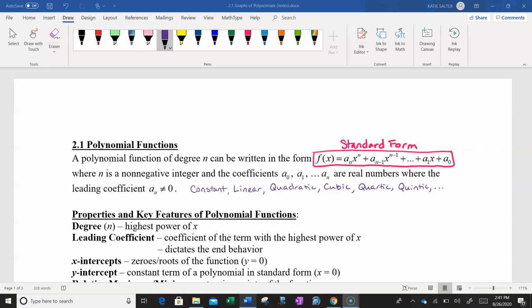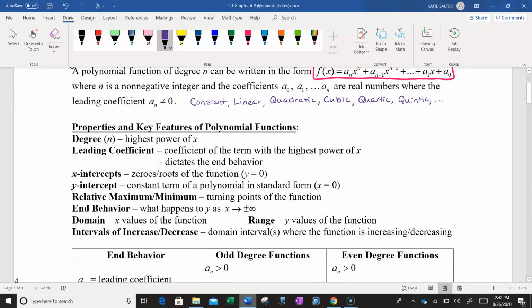So the powers that you have on x have to be positive integers. You can't have x to the 1/2 because that's really a radical in there, or x to the -2 because that would make it a rational function. Recall types of polynomial functions are constant, which is your horizontal line, linear, quadratic, cubic, quartic, quintic, and then anything after that, we just say a polynomial of degree 6 or a polynomial of degree 10, and so on.